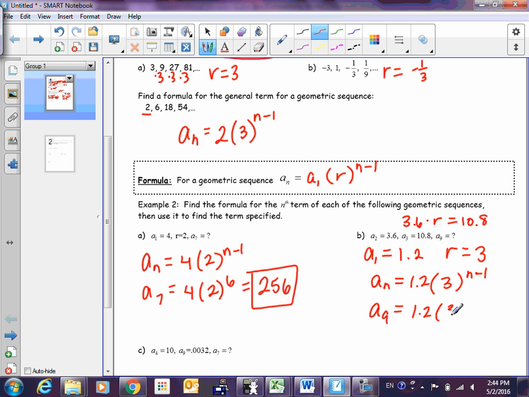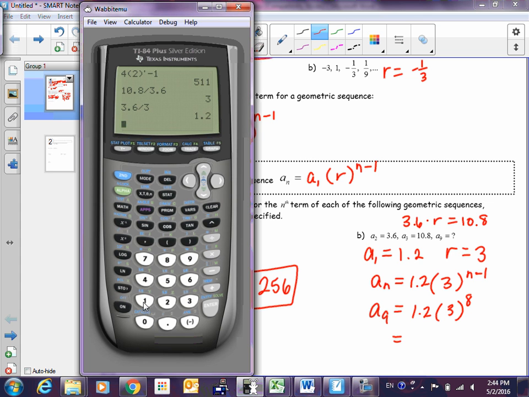So 1.2 times 3, and then what number would be the power here? 9 minus 1 is 8. You can write that as 9 minus 1. Just be real careful when you're plugging that into your calculator. So I want you guys to go ahead and plug this in on your own and get an answer. There are some variations on what I'm doing, so if you're coming up with the answer a slightly different way, if you're getting the right answer, you're good.